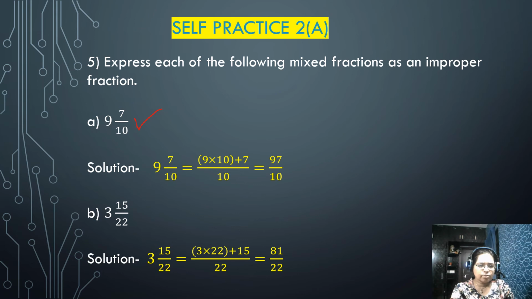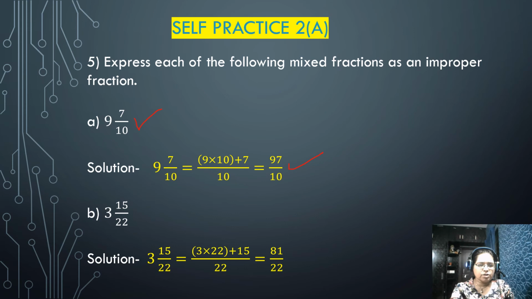So 7 divided by 10 is the fraction part, with 10 in the denominator. We have to multiply 9 with 10. 9 times 10 is 90. 90 plus 7 is 97. 97 divided by 10 is the improper fraction. Now we have expressed the mixed fraction 9 7 by 10 as 97 divided by 10, which is an improper fraction.